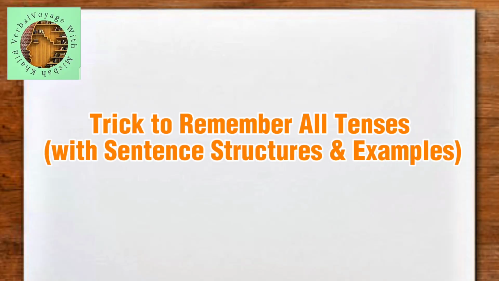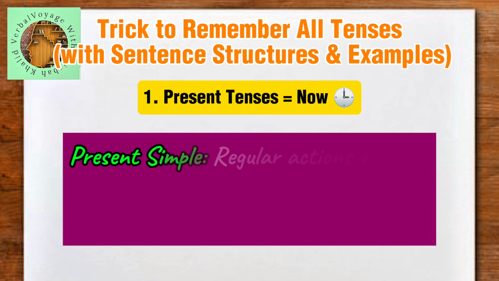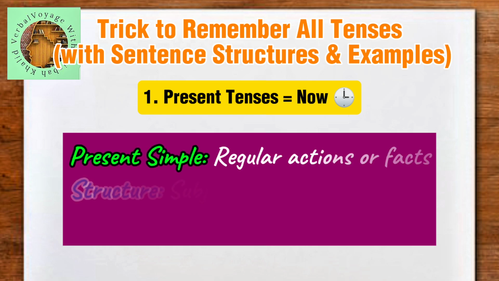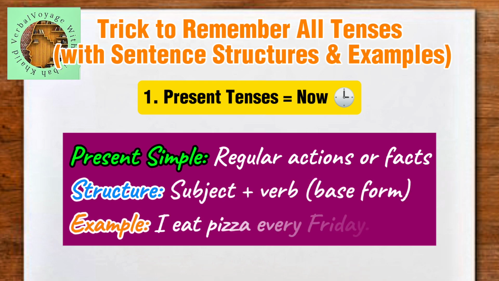Today I'm going to teach a trick to remember all tenses with sentence structures and examples. The very first one is present tenses. Present tenses is used for now. Present simple, regular actions or facts. Structure of present simple is subject plus verb base form. For example, I eat pizza every Friday.